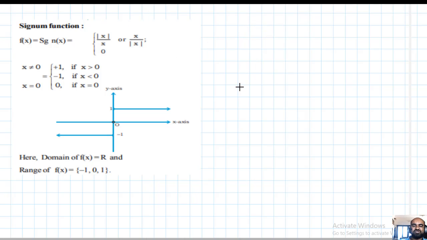This is also a piecewise function. How is it defined mathematically? Listen. f(x) = sgn x, which is |x|/x for x not equal to 0, and 0 if x equals 0. This is the definition of the signum function.